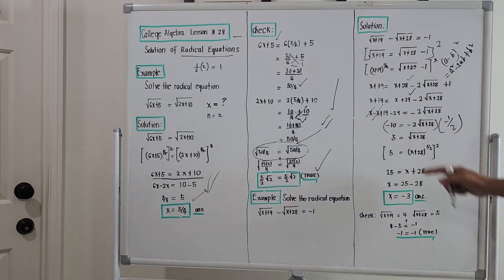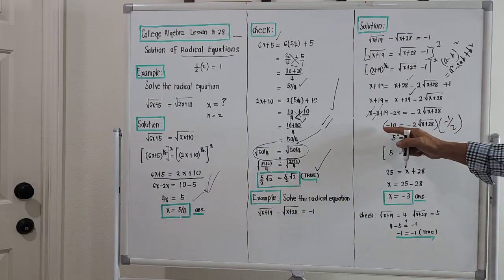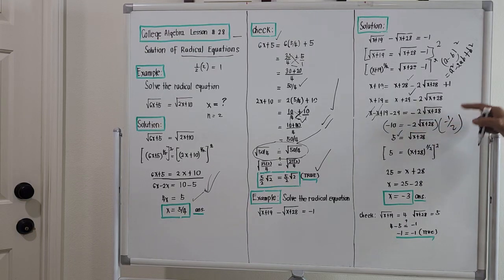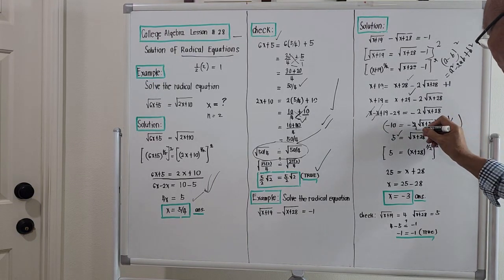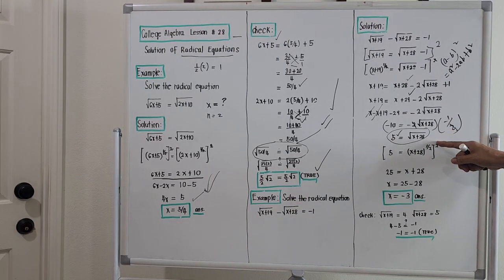Minus 10 times minus 1 half will be a positive 5. A negative times a negative will be positive. And a negative 2 times negative 1 half will now be plus, but these two cancel with this. So what remains on the right will be the square root of x plus 28. And still, after the simplification of the squaring, there is still a radical sign. So this is still considered a radical equation.